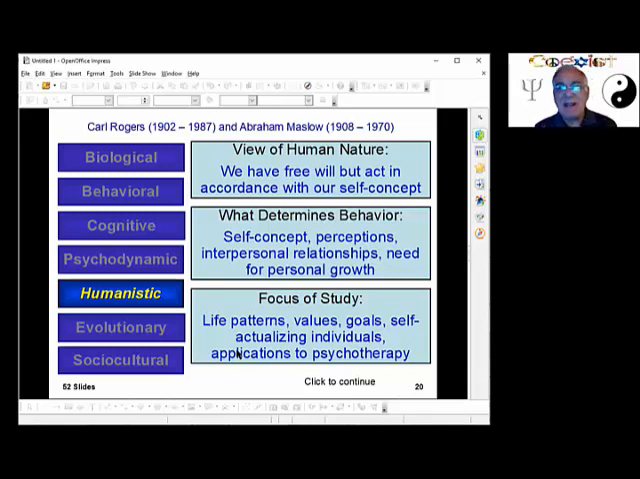So what determines our behavior? Our self-concepts, our perceptions, our interpretations of relationships, our interpersonal relationships, our need for personal growth. Need for personal growth is an important aspect for them too. Your mindset, yes. So the focus of study is life patterns, values, goals, self-actualization of individuals, and applications to psychotherapy. Now, self-actualization is a really big thing. You may recognize Abraham Maslow's hierarchy, pyramid of self-actualization. The top of the pyramid is self-actualization, and we will talk about that in another unit.